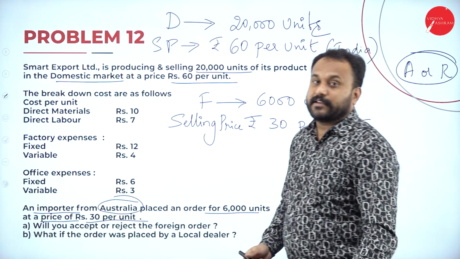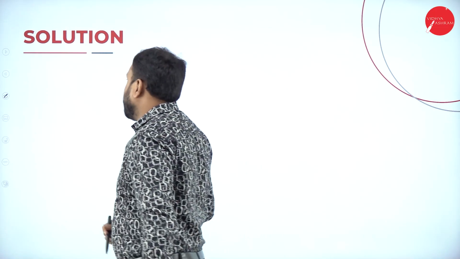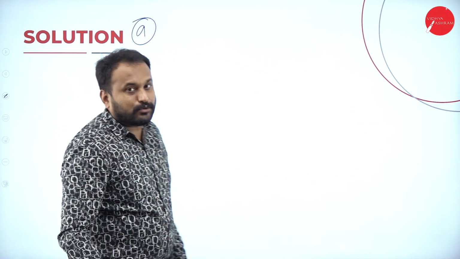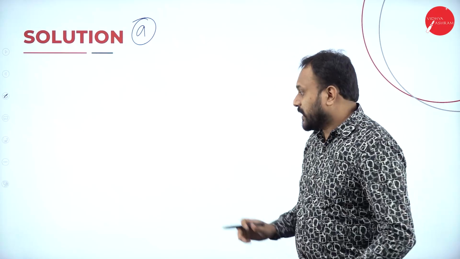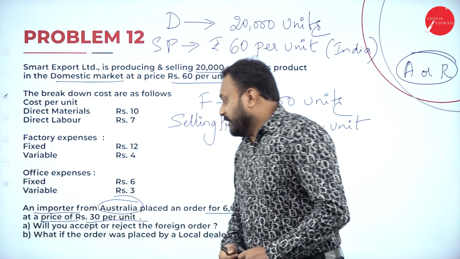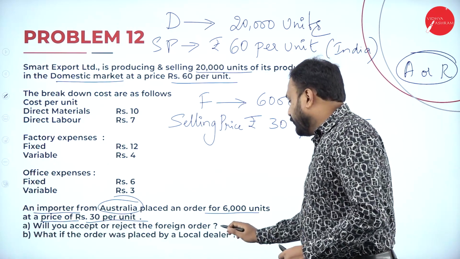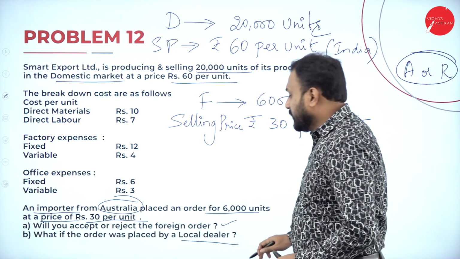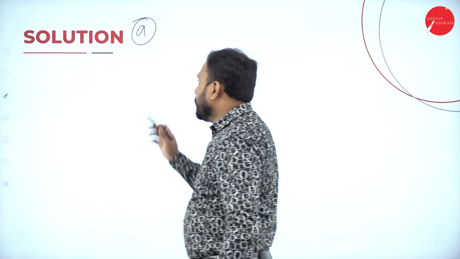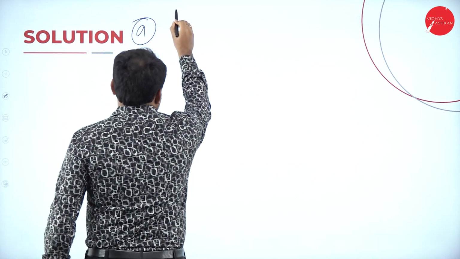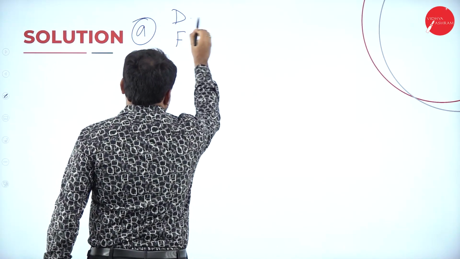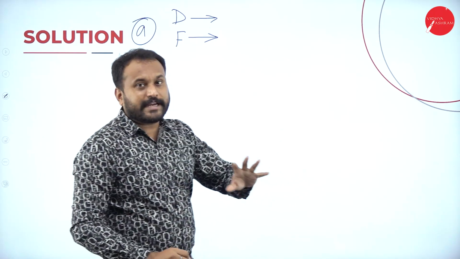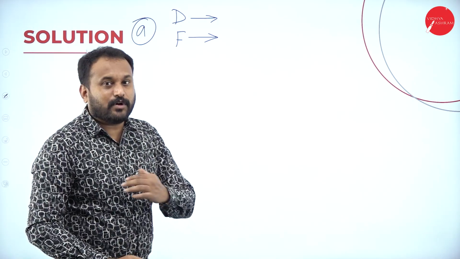I'll tell you what exactly the calculation will look like. The first one here, now this is A. Now we have two types of question here. Understand the question here. A: will you accept or reject the foreign order? Second is B: what if the order was placed by a local dealer? So let's go with A. Now we know that domestic we will write, foreign we will write. If you know this domestic and foreign, you will actually be able to do all the problems.